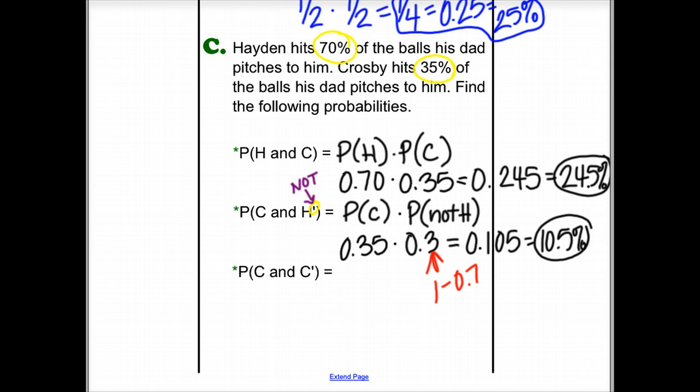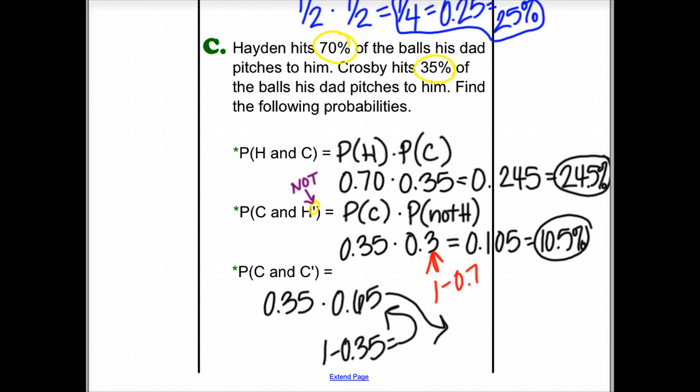Now, the probability of Crosby getting a hit and then getting another pitch and not getting a hit. So this is going to be the probability of Crosby getting a hit, 0.35, times the probability of Crosby not getting a hit, which is 0.65, because 1 minus 0.35 is equal to 0.65. And then if I take 0.35 times 0.65, I get 0.2275, which is 22 3/4 or 22.75%.